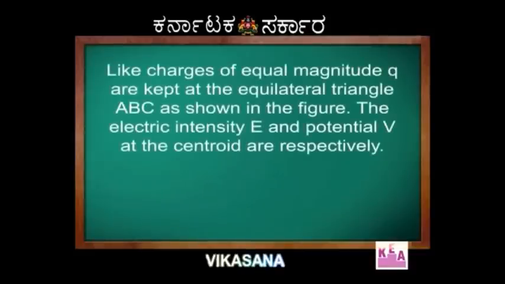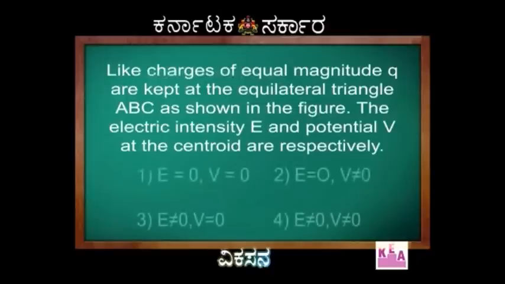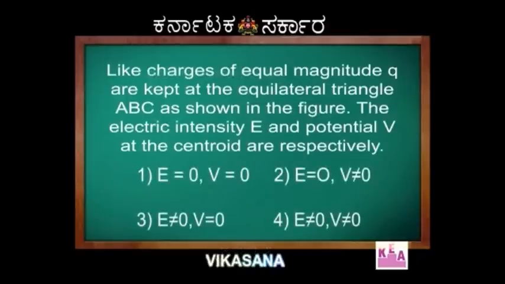The next question: like charges of equal magnitude Q are kept at the corners of the equilateral triangle ABC as shown in the figure. The electric intensity E and the potential V at the centroid O are respectively: 1. E equal to 0, V equal to 0. 2. E equal to 0, V is not equal to 0. 3. E is not equal to 0, V equal to 0. 4. E is not equal to 0, V is not equal to 0.